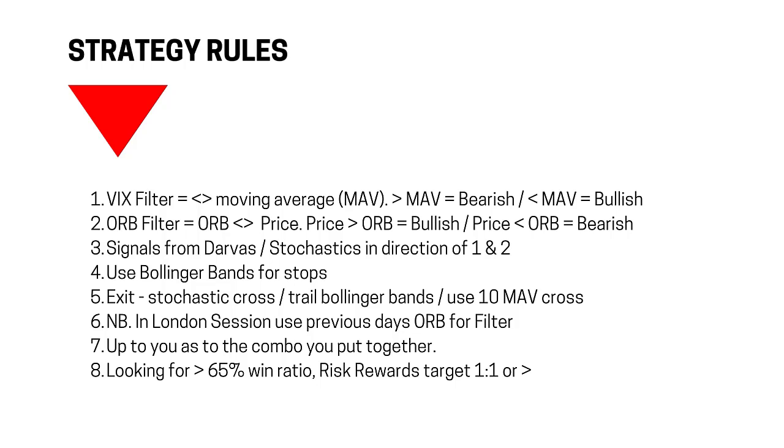Number 4 there, don't forget to use the Bollinger Bands for stops. Go the other side of the band. Got to be tight to get the best risk reward. Exits on the stochastic cross, whether that's when it crosses or goes up through the 20 or down through the 80. You can trail the Bollinger Bands and get out when it closes through them, or you can use the 10 moving average cross, like I said, and we saw in that example. It allows you to stay in the trade and build up positions if you get other signals within that. While maybe it's a big long trend move down or up, you can then build up the position inside that move. Note for the London session, use the previous day ORB filter.